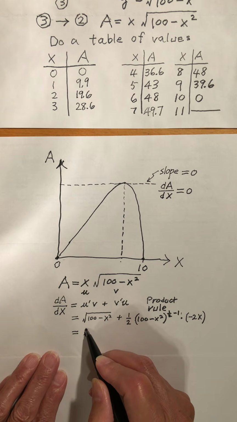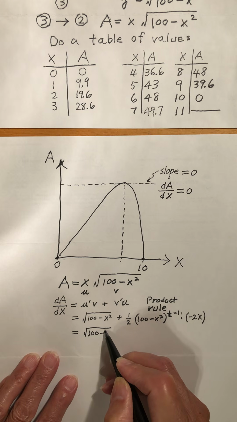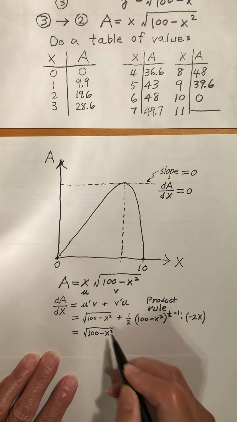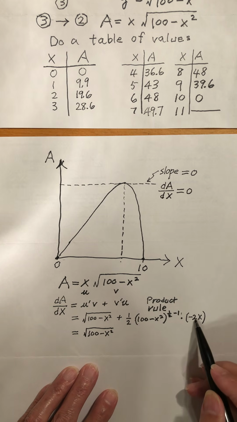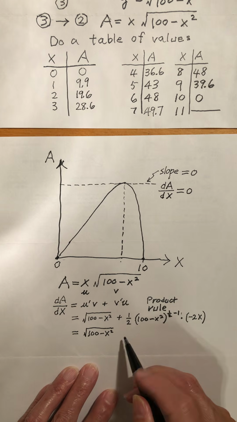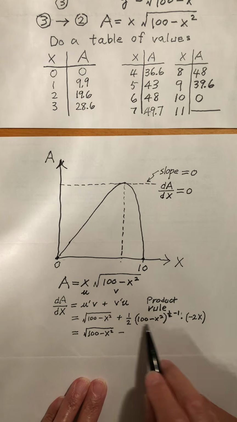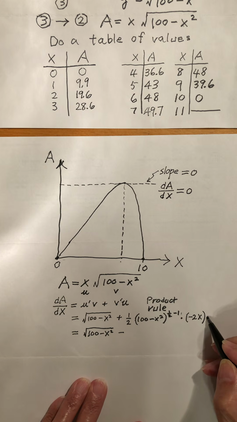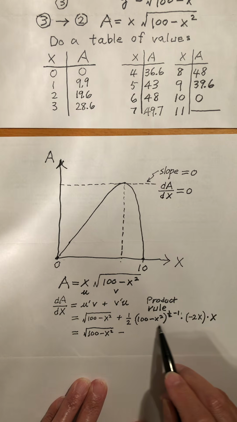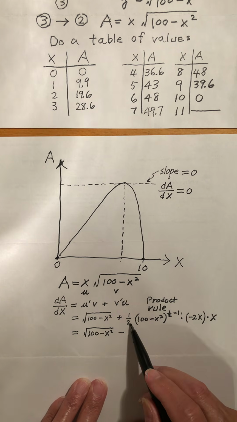So I arrange my terms and simplify it. Look, this 2 and this 2 cancel. I have a minus here. Oh, this is v prime. V prime times u. U is x. So I forgot times x. So this part from here to here is v prime and v prime times u. So 2 and 2 cancel.